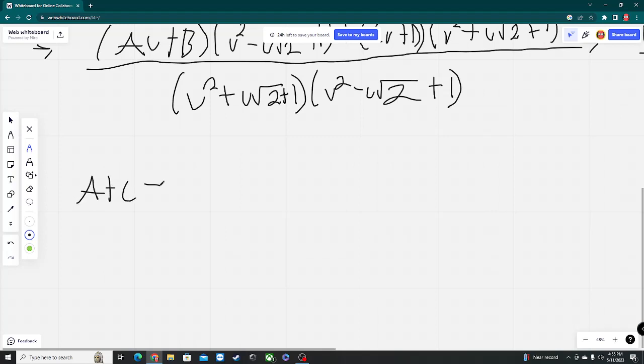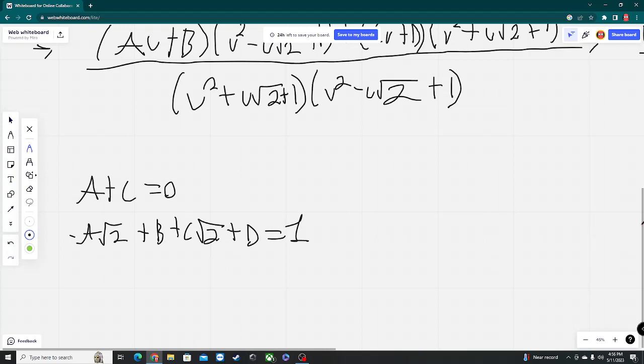A plus c equals 0, which means that negative a square root 2 plus b plus c square root 2 plus d is going to equal our 1 value.